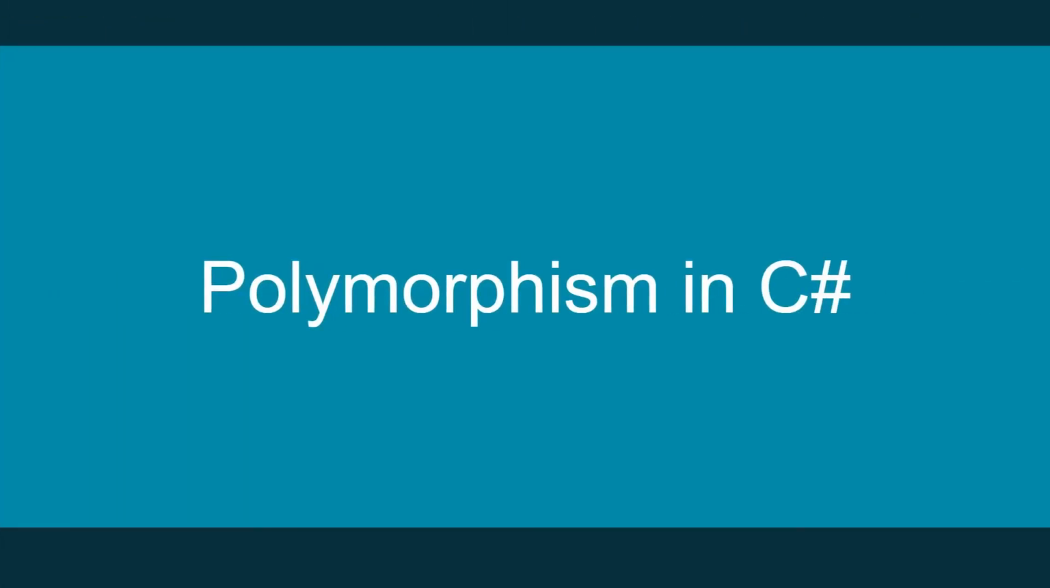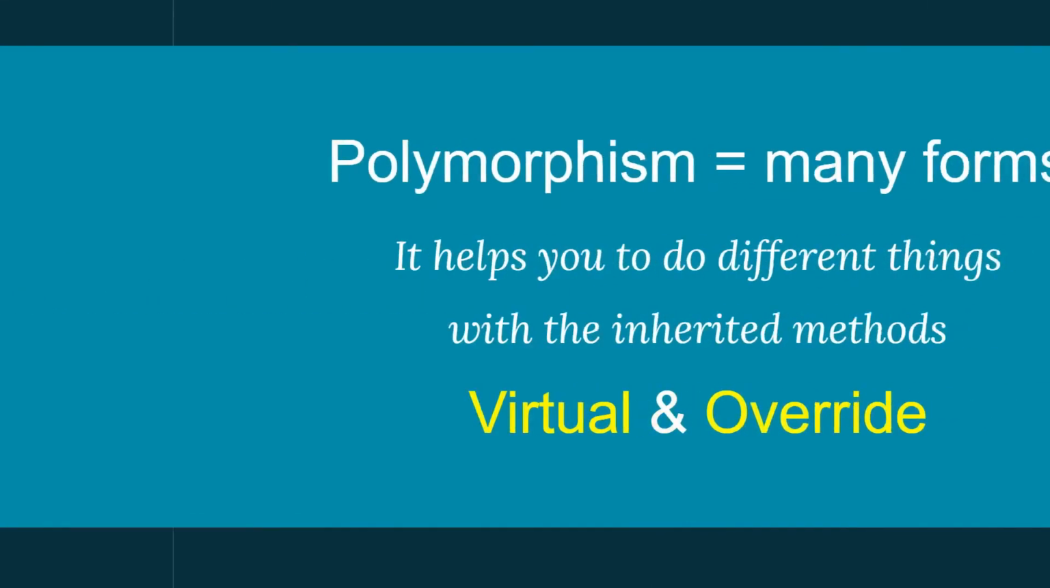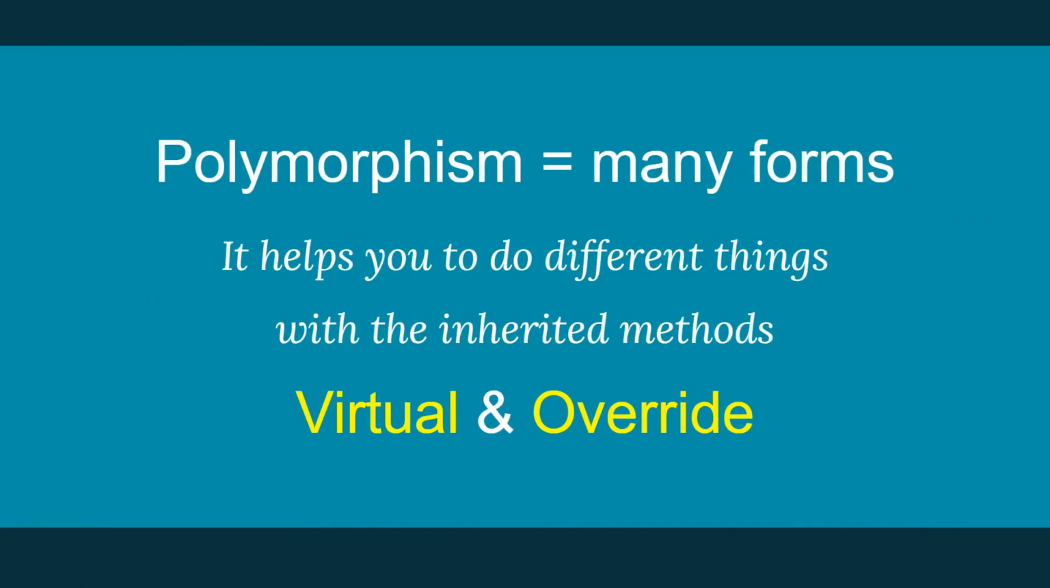Polymorphism in C#. Polymorphism means many forms. And why polymorphism? Polymorphism helps you to do different things with the inherited methods in a class. So in a class you can have virtual and override keywords to do different things with the inherited methods.